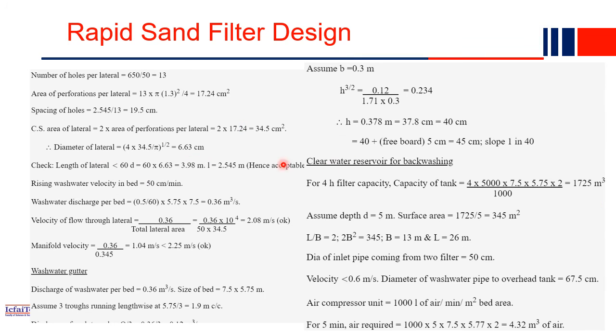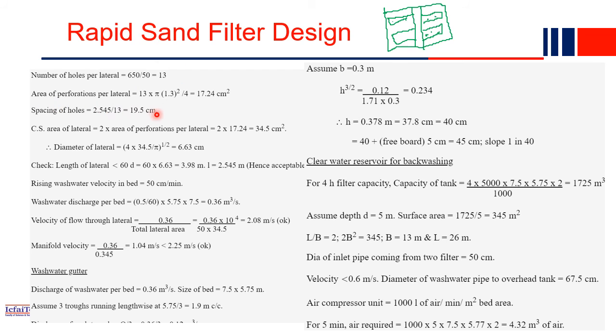Okay, so now the number of holes is 650 and total 50 laterals you provided, right? 25 on the left side, 25 on the right side. So the number of holes per lateral will be 13. Let me draw it here again. This is the cross-sectional view, and at the center you have this main pipe, and then you have these laterals, right? Total 25 laterals are there on each side, and on each lateral you have these holes. So the number of holes per lateral is 13, as already computed.